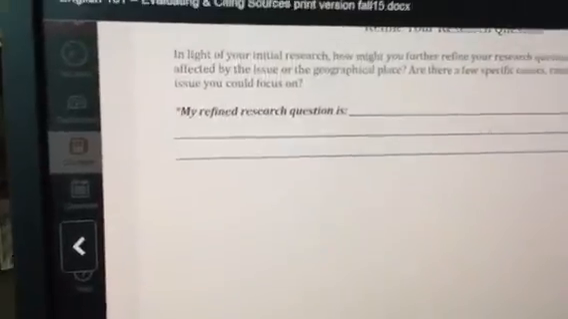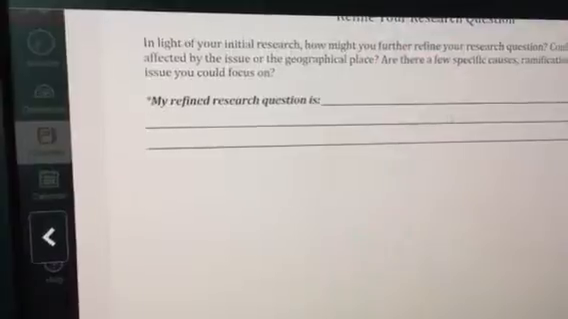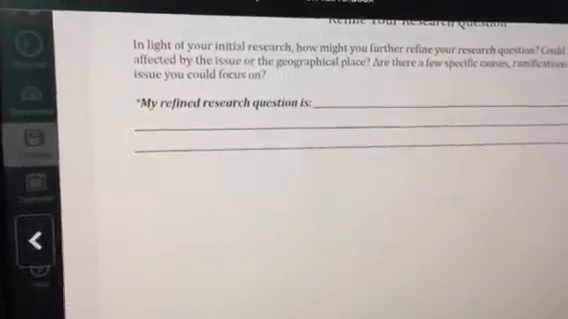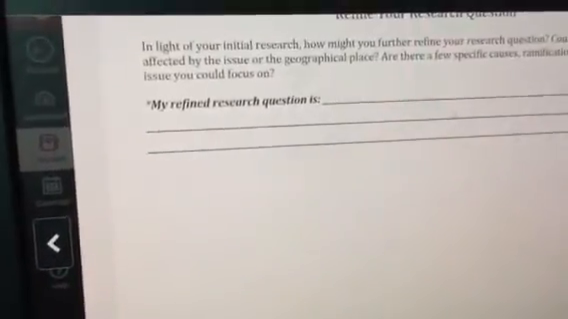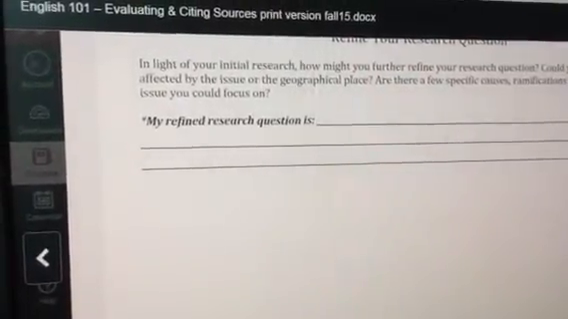So I'm leaving you here with, my refined research question is. The answer to that could be your thesis. That's where we'll pick up next week, and we'll start working on the actual paper. The research is the basis. So do the research this week, and let me know if you have any questions.